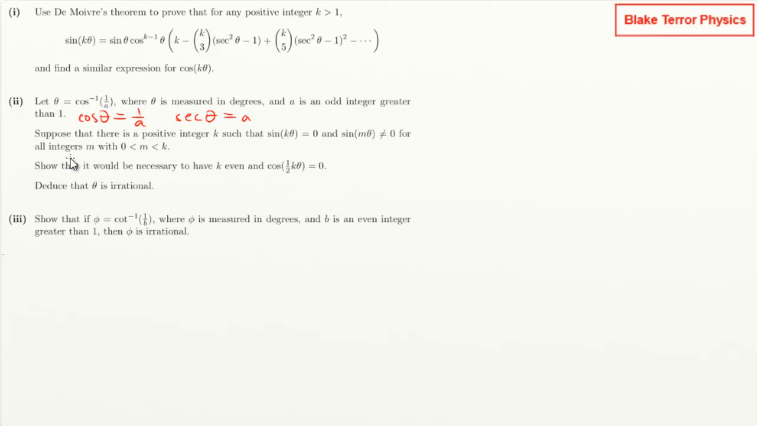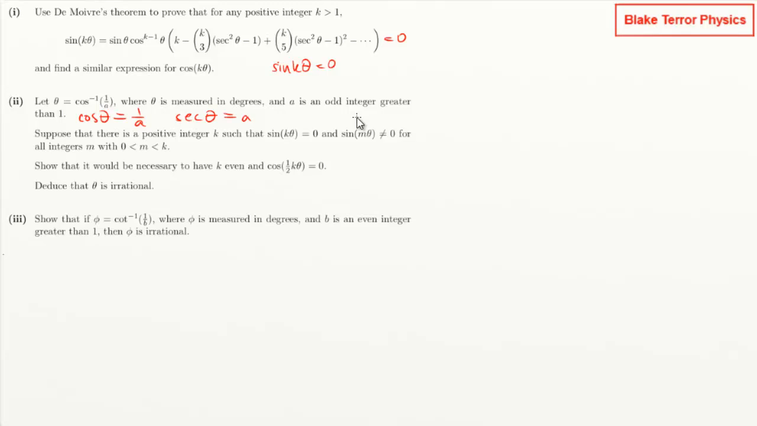Suppose there is a positive integer k such that sine k theta is 0, and sine m theta is not equal to 0 for all integers m between 0 and k. So k is the smallest integer for which sine k theta is equal to 0. Show it would be necessary to have k even, and that cos of a half k theta is equal to 0, and then deduce that theta is irrational. Good Lord. Right, so if sine k theta is equal to 0, then all of this thing is equal to 0.